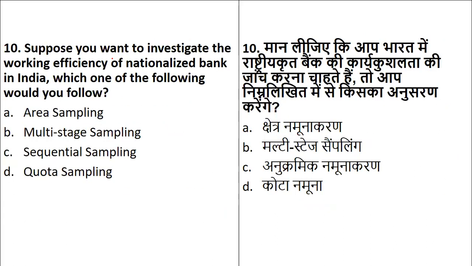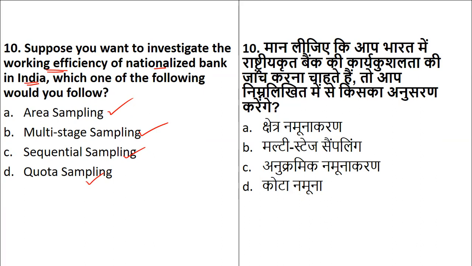Now, there is one question based on sampling method just to give you clarity. Suppose you want to investigate the efficiency of nationalized banks in India. Which sampling will you use? Area sampling, multi-stage, sequential, or quota? Please understand the example. You have to see the efficiency throughout India. So in this process, which sampling will you use? Area, a specific location, a sequence, or quota?